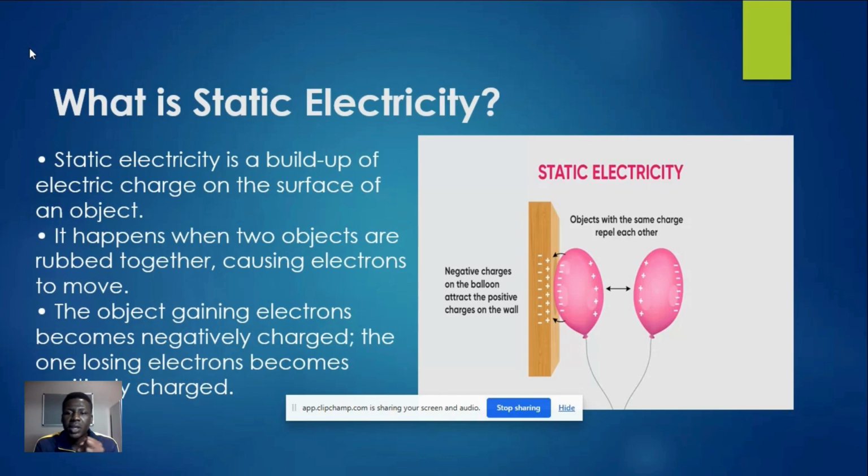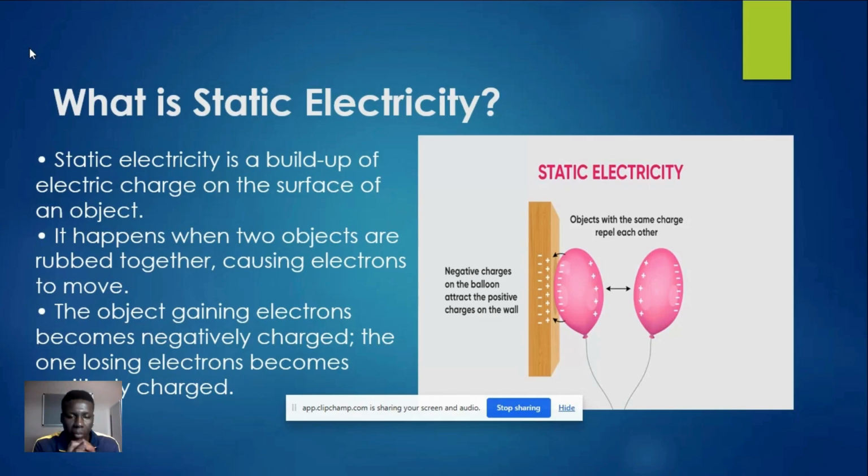Okay, if we look at our diagram, let's look at our picture here. We are having two balloons and a wall. The balloons have a positive charge and a positive charge. Then we know that like charges repel each other, while unlike charges, or opposite charges, attract each other. That's why the negative charge and the positive charge of the ball and the balloon attract each other.